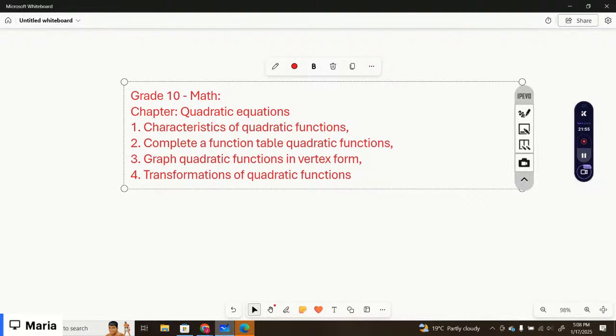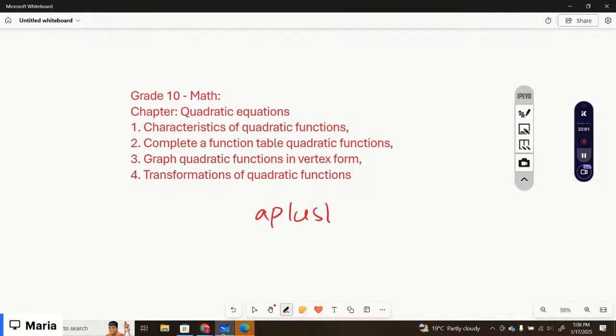We are here for grade 10 math. You can find all the lessons on aplusstudents.com. You have to log in there using your email address and password as provided by the administrator. Then you have to select math from the subject tab.